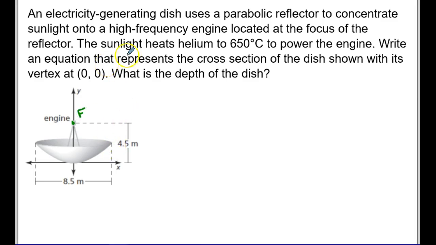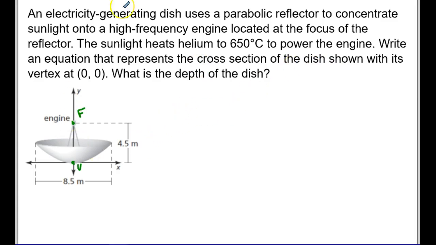The sunlight heats helium to 650 degrees Celsius to power the engine. That is information that I don't really need to solve this problem. So write an equation that represents the cross-section of the dish shown with its vertex at 0, 0. So here's my vertex. And then I'm asked what is the depth of the dish. So the first thing I have to write is the equation.